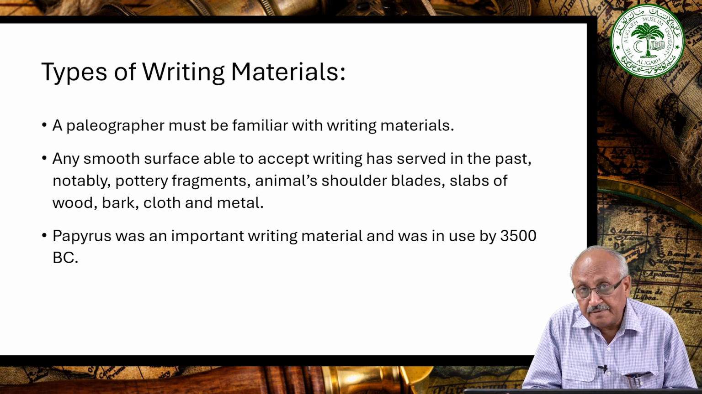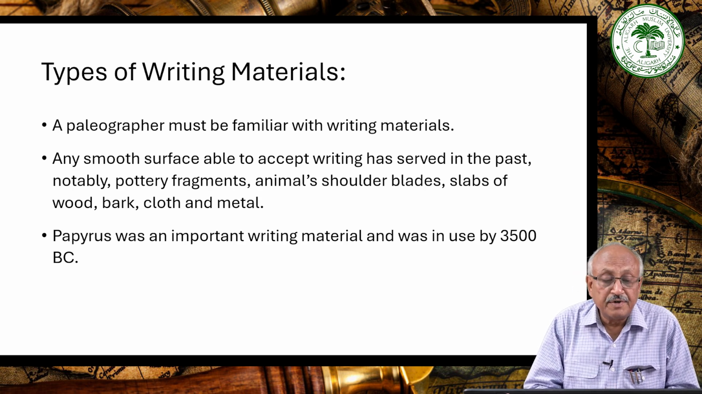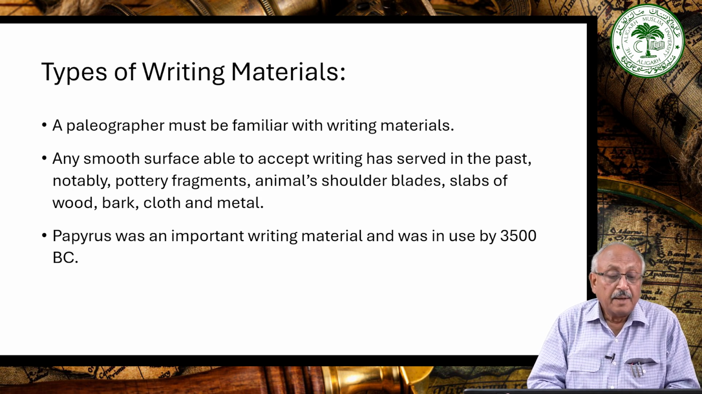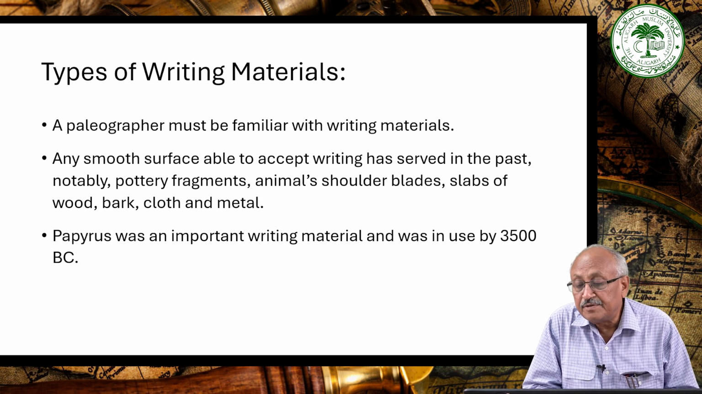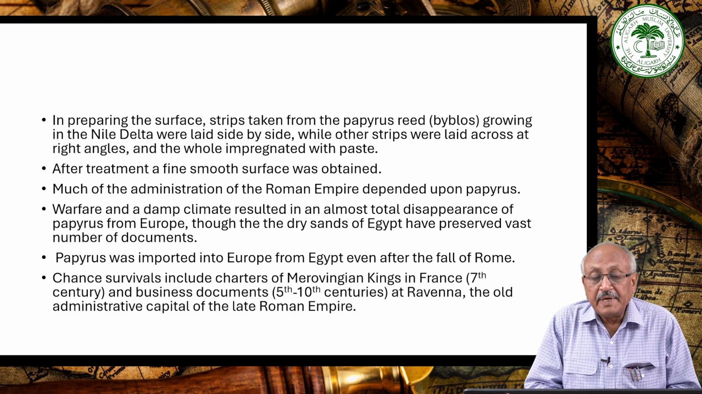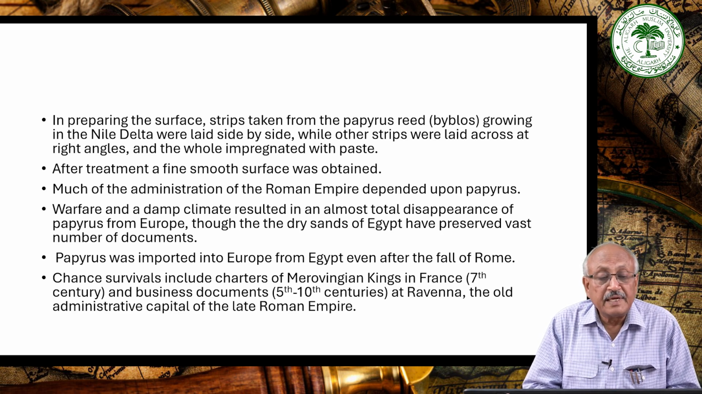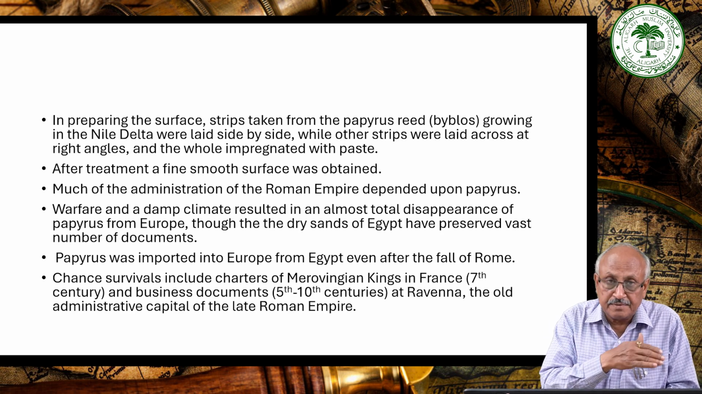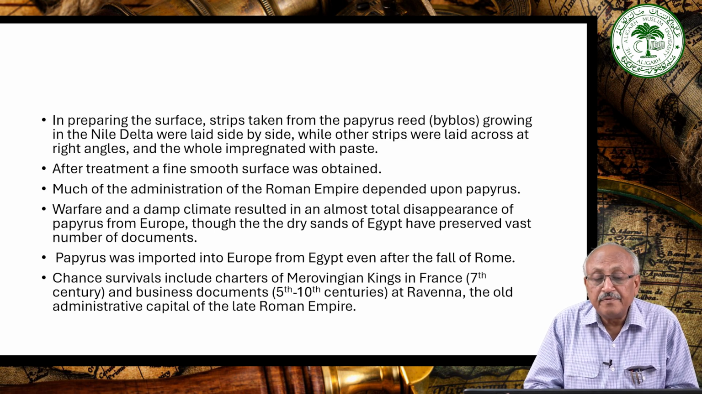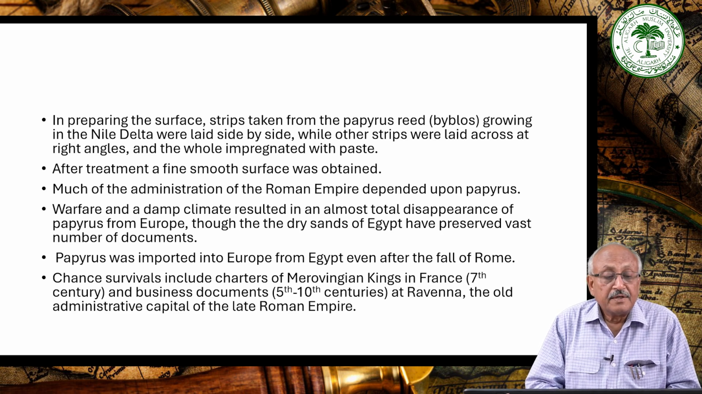Animal shoulder blades, they are very strong, so they have survived. Slabs of wood, bark, cloth, and metal. Metal, of course, has the most durability. Papyrus was an important writing material and was in use by 3500 BC. In preparing the surface of this material, strips taken from the papyrus reeds, byblos, growing in the Nile Delta were laid side by side, while other strips were laid across them at right angles, and the whole was impregnated with paste. After treatment, a fine, smooth surface was created.